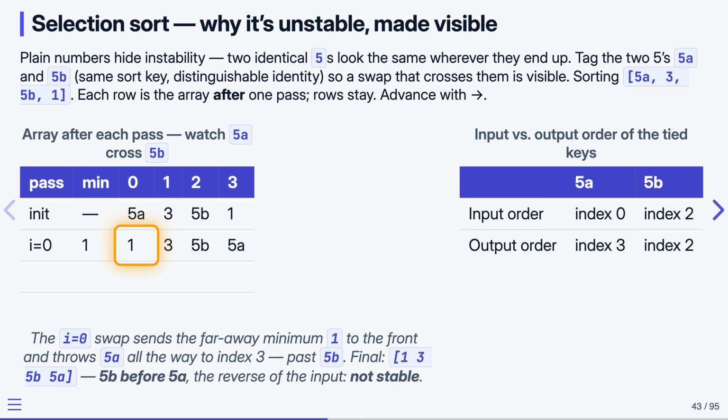First pass, i equals 0. We scan by key only. The smallest key is 1 at index 3. We swap it into index 0, the amber cell. The front now holds 1.